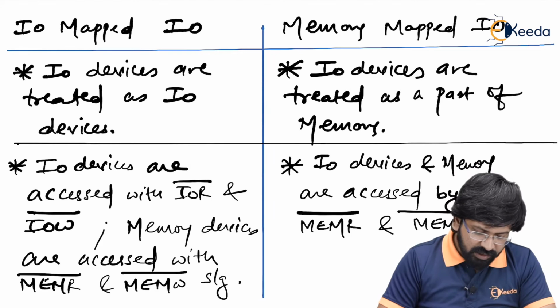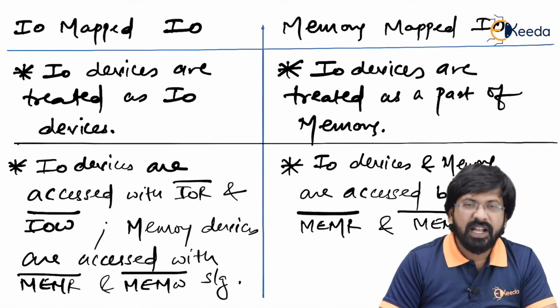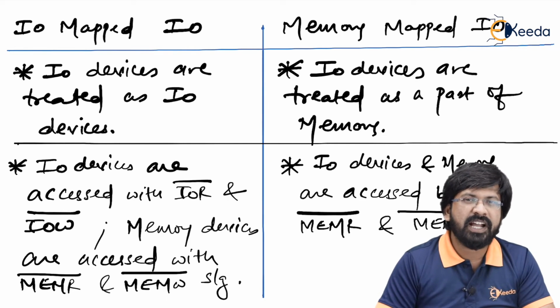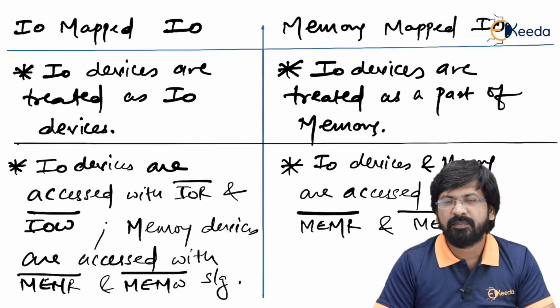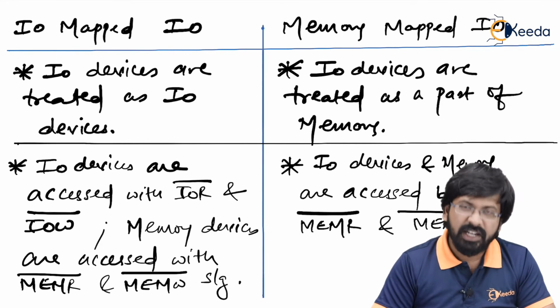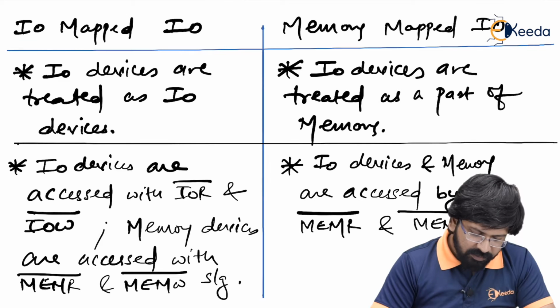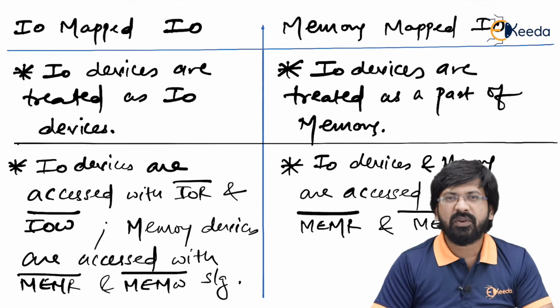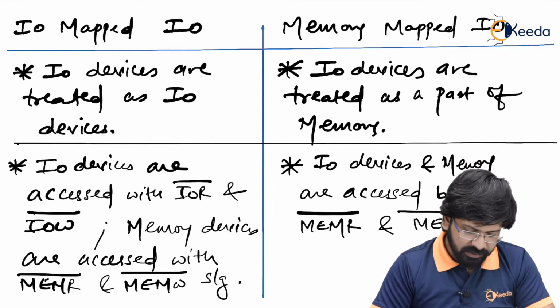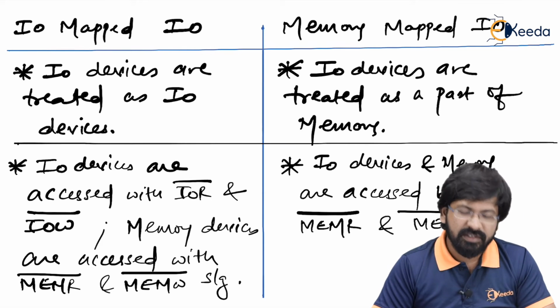I'm sure the concept is quite clear what is happening in memory mapped IO and what is happening in IO mapped IO. Why we are doing this may not be clear right now. It will take time to understand, but I'm sure that conceptually what is IO mapped IO and memory mapped IO is now clear to you. So further we will be discussing the same topic.